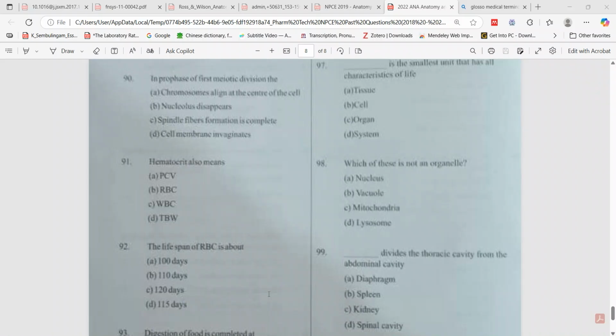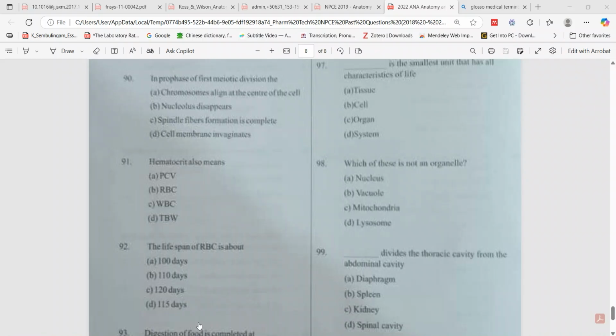What about the option that the cell membrane invaginates? No, that's the last phase of the cell division. That's cytokinesis, when the cell membrane invaginates and the mother cell splits into two. But the phase of prophase starts with the nucleus. The nuclear membrane is trying to disappear, the nucleolus and everything like that. So the answer is B now.